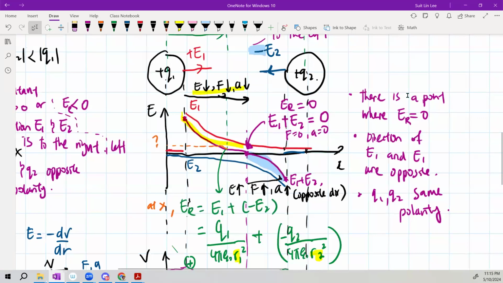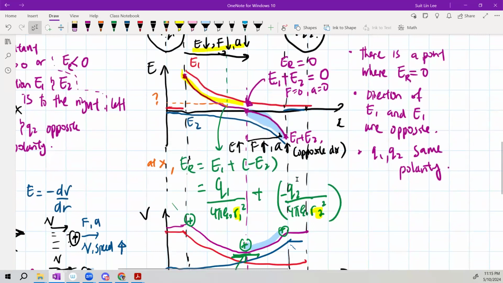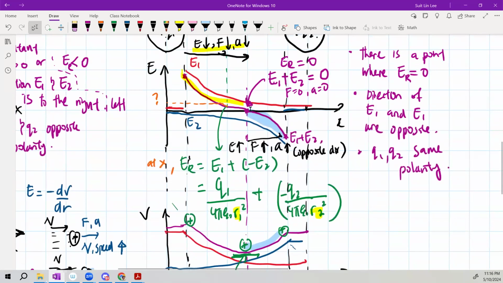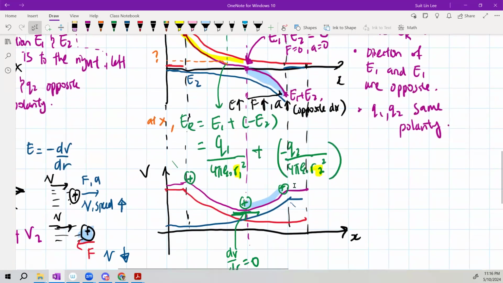Sometimes they will ask you how you know whether same polarity or not. Here's the explanation. Then you can do the math. There are past year questions like this. But once again, I can use gradient. So at this point here, dV/dr is 0, so E is 0. Here, I'm also summing up both graphs, so just adding the graphs together.